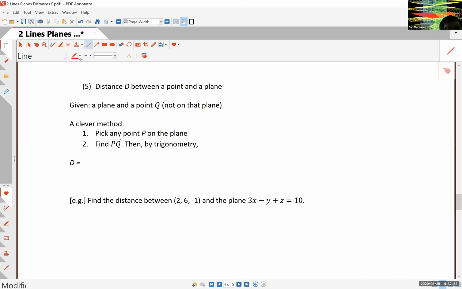Okay, well, let's go ahead and draw a picture of this. All right, so you have a plane. Oh, by the way, this is also very clever.